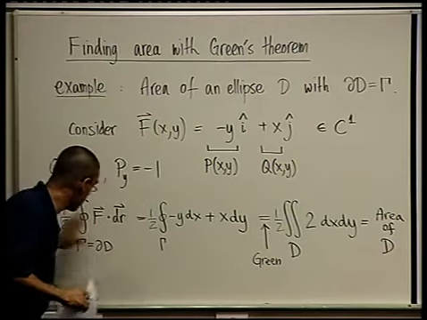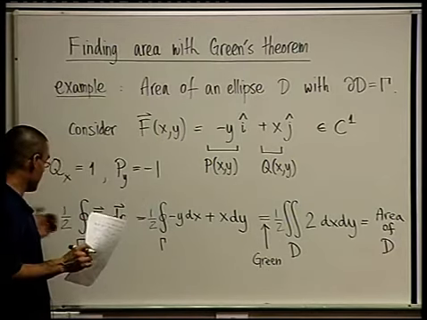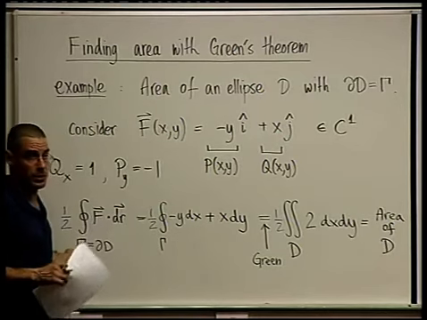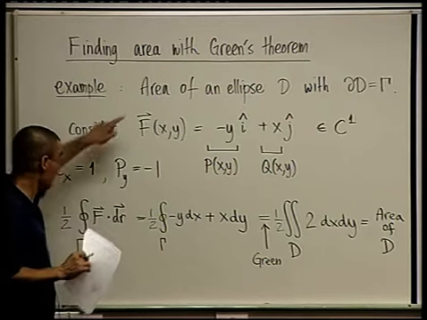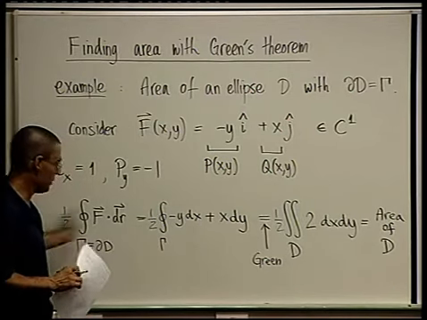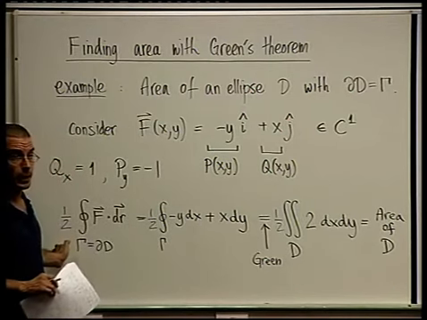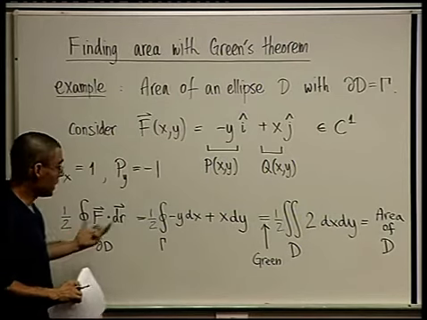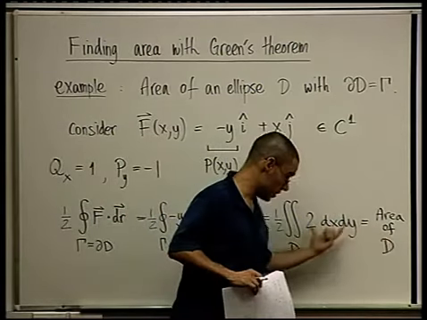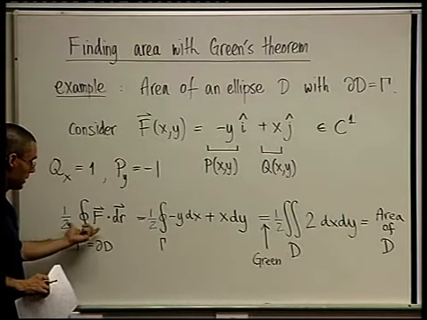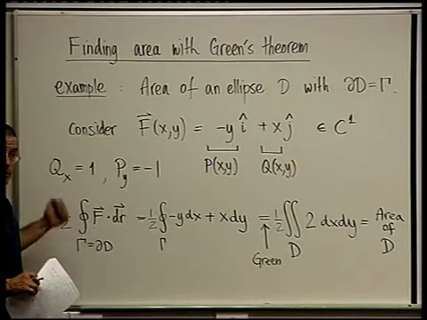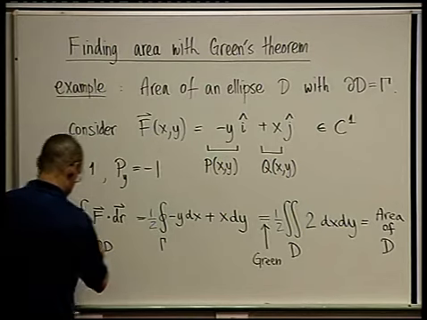I'm not using here in any way yet that D is an ellipse and gamma is the boundary of the ellipse. I'm going to do it in a second for this example, but this is true in general. Do you see here that in order to calculate an area, which is a double integral, I'm just going to calculate a certain line integral? Okay? Let's do that.